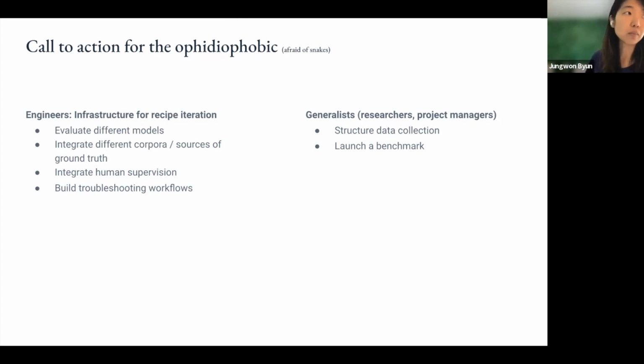Obviously, to do more decompositions, you need to integrate things like different corpora, sources of truth, different types of documents. Thinking about how we integrate human supervision into the product, asking for feedback on processes and different steps, and then building out different troubleshooting workflows and flagging uncertainty, especially as trees get larger, helping people supervise it even more.